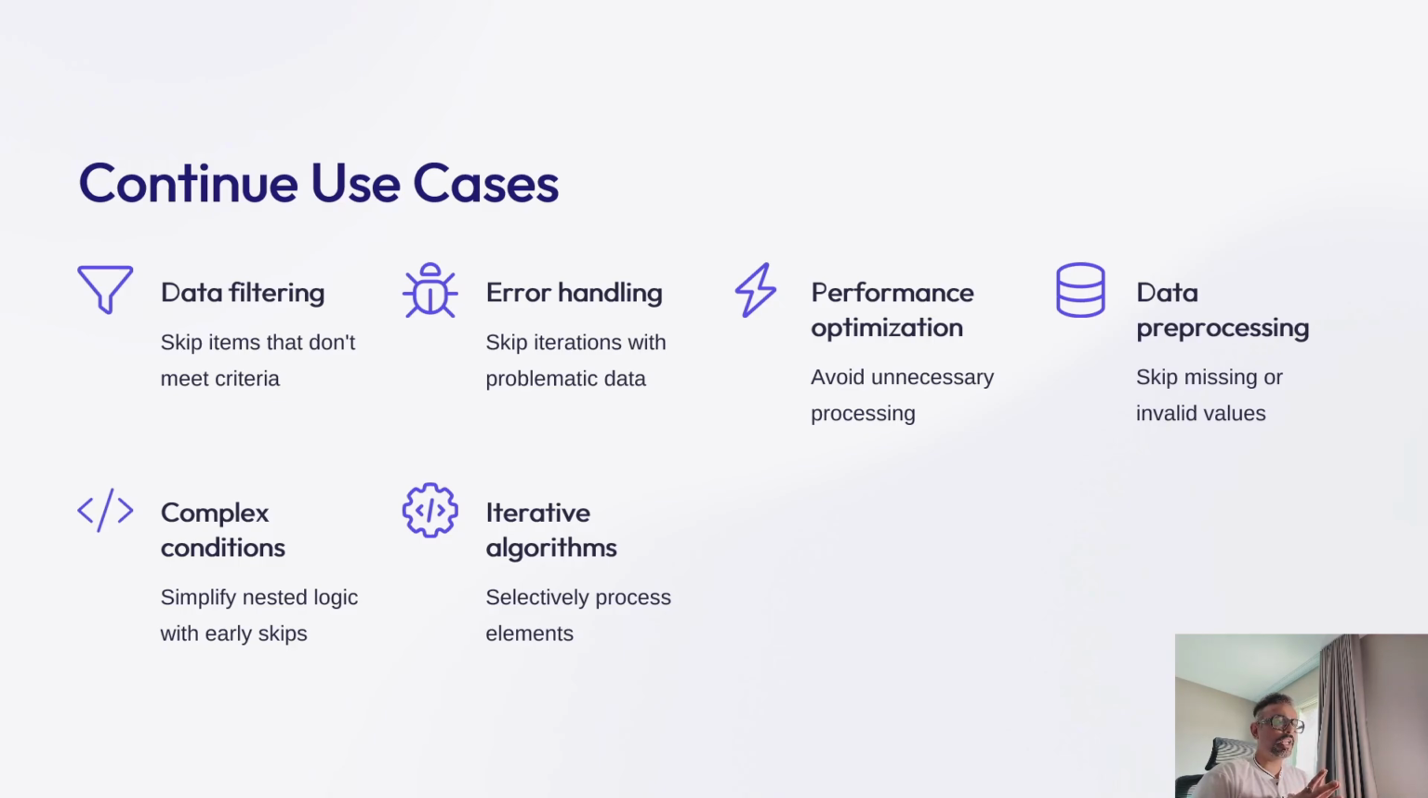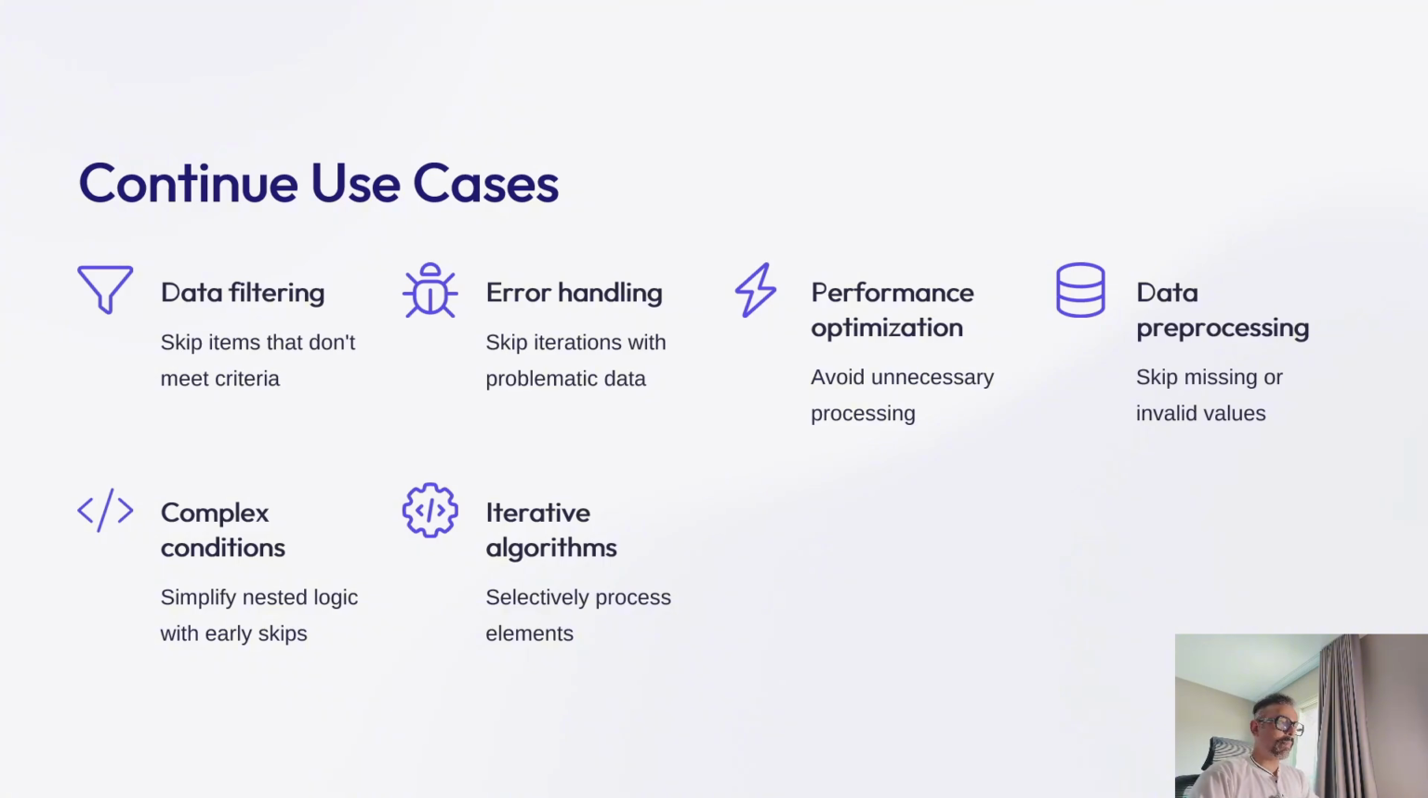For error handling, continue lets you skip problematic data points while processing the rest of your data set. It's also useful for performance optimization by avoiding unnecessary processing steps for certain items. In data preprocessing, one of the most common tasks in machine learning, continue helps handle missing or invalid values gracefully. When dealing with complex conditions, continue can simplify nested logic by providing early exits for special cases. In iterative algorithms, it allows selective processing of elements based on dynamic criteria.